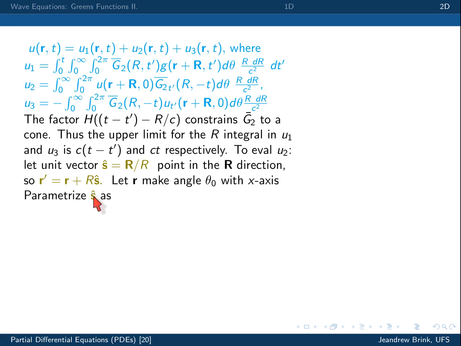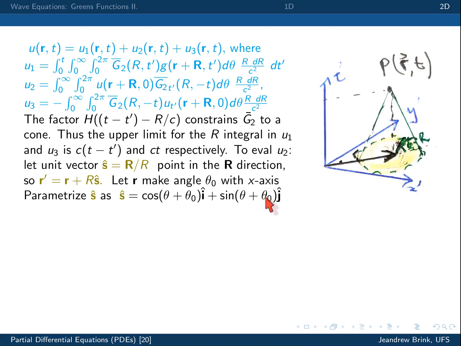And then I'm going to actually be able to give an explicit parameterization for S hat, and that's just going to be cos of theta plus theta 0 in the i direction plus sine of theta plus theta 0 in the j direction. And just to give you an indication, this is what we have. We have our spatial vector R of the field point going to the center of the coordinate system that we're going to use. The theta 0 is this angle over here. The theta is the angle between R and big R, so it's that angle over there.